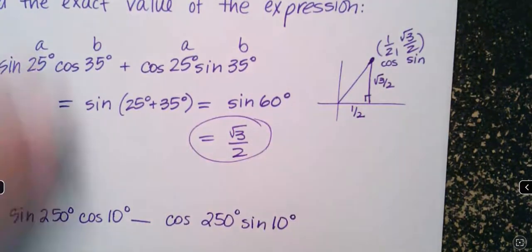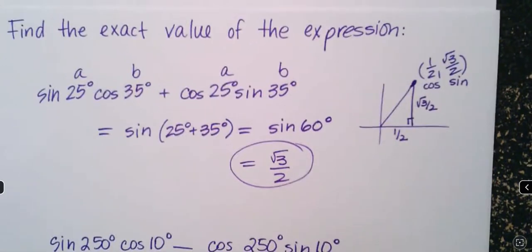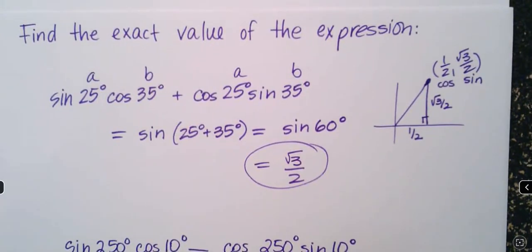That's the exact value. Remember that exact value always means don't give me decimals. Okay, that's what it always means. It means simplify radicals if you have to, simplify fractions, don't change it to decimals.